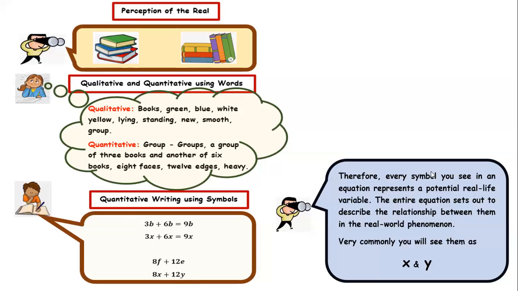So therefore, every symbol you see in an equation represents a potential real-life variable. Okay, the entire equation describes the relationship between them in the real-world phenomenon. Very commonly, you will see them as X and Y. So anytime you see X and Y, these letters represent unknowns of something that is a potential real-life entity.